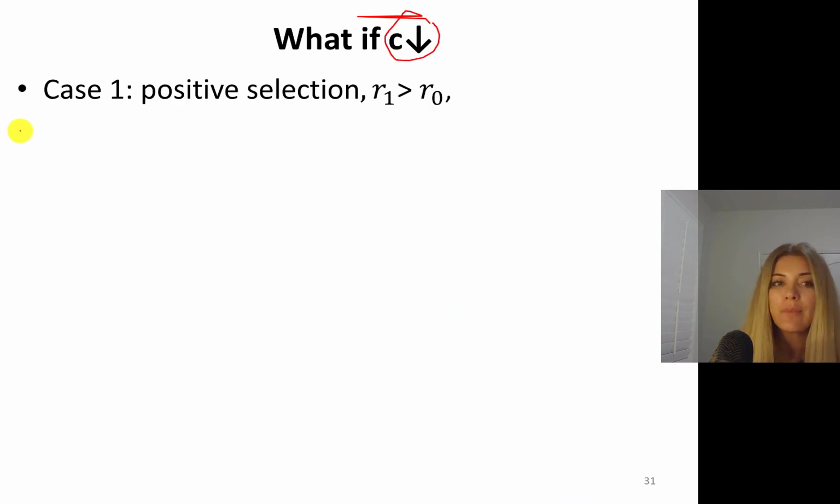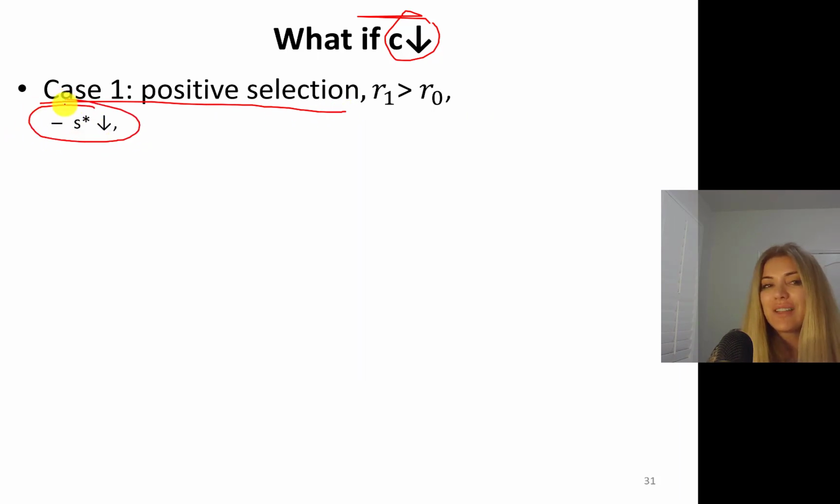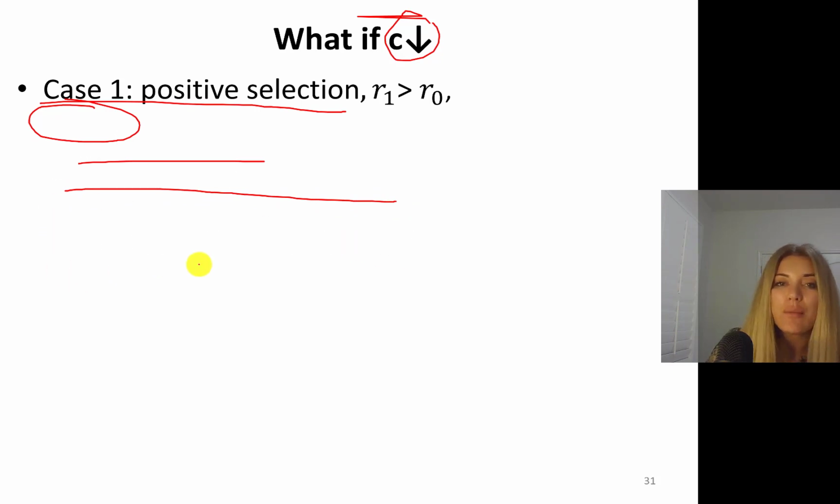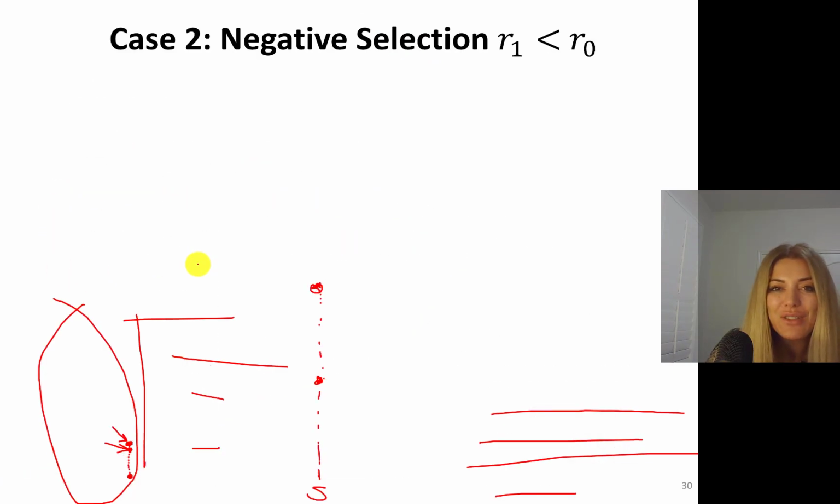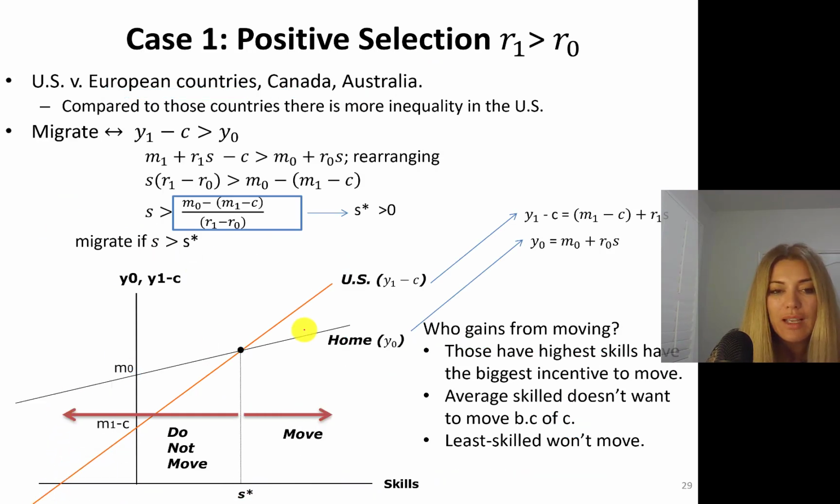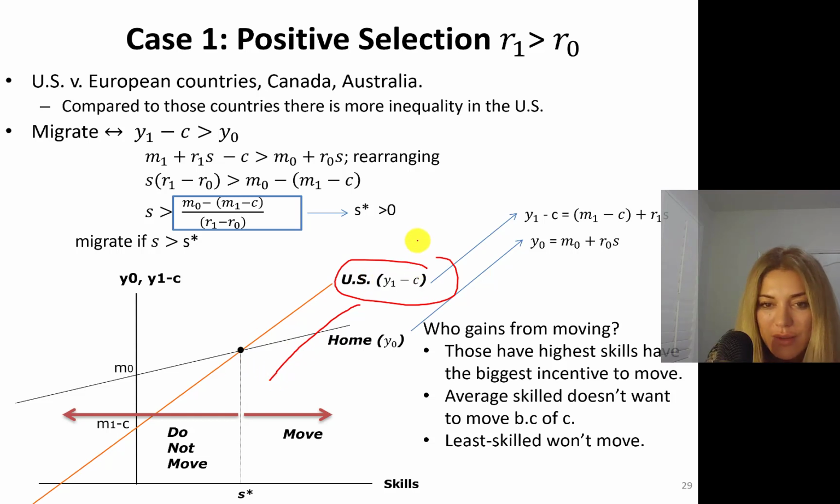Okay, what if the cost of migration goes down? This is very interesting. In case 1, you still have positive selection. S star will decline. Okay, so immigration will increase. Selectivity will go down. There will be less positive selection. So I'm going to go to that graph actually just to show you guys. Let's clean everything. Okay, so if C goes down, right, that means this thing is increasing.